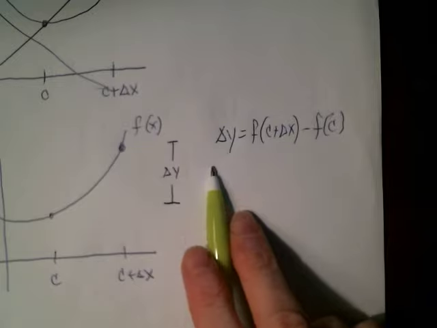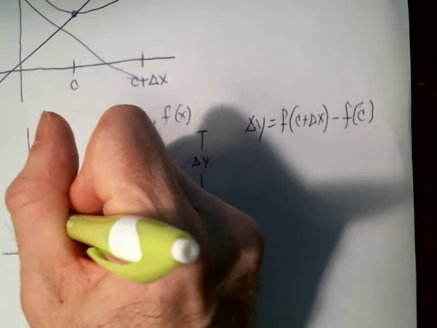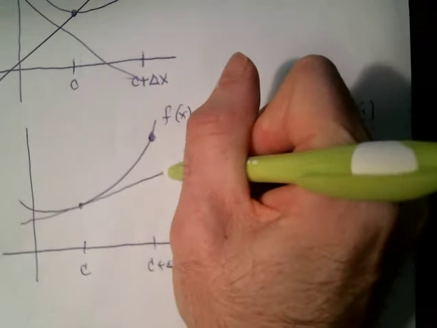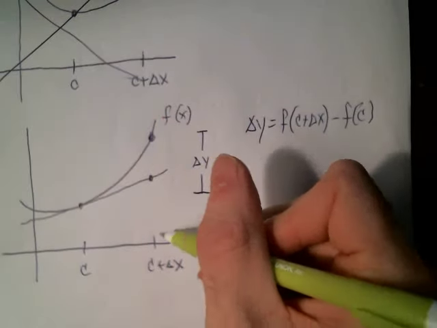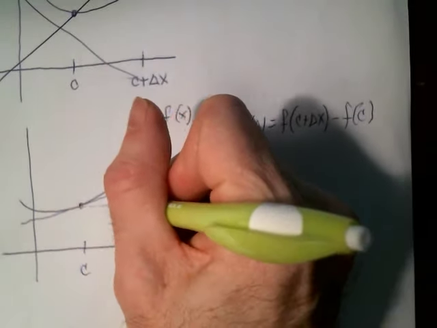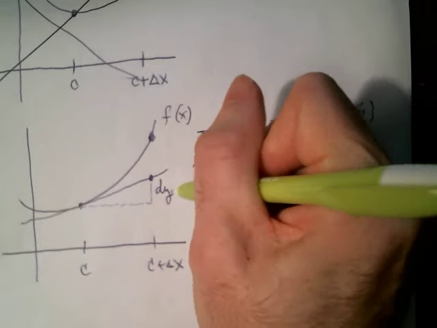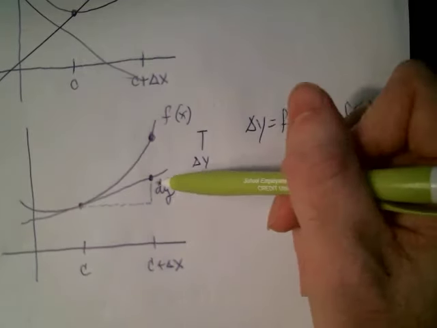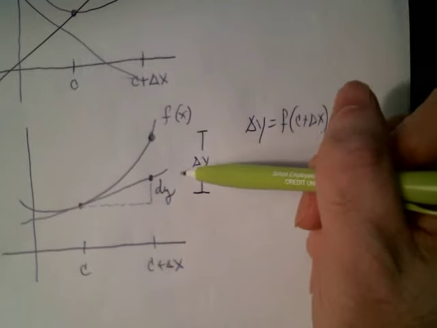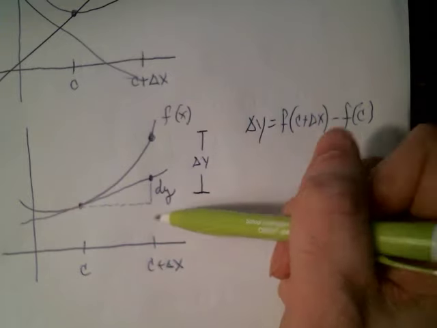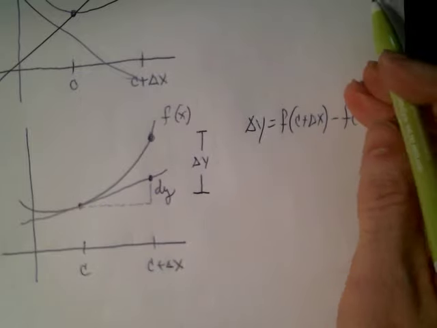Okay, so there's a delta y, but there's also a dy. Okay, so what is this dy, the differential of y? Well, the dy is the change in height of the tangent line. Okay, so this distance right here, we're going to call dy. And we'll often use this to approximate this value. And you notice as change in x goes to 0, this value and this value get closer and closer together, or at least they should.